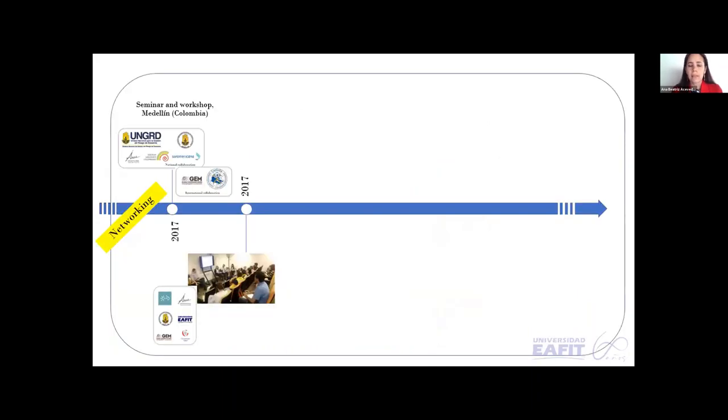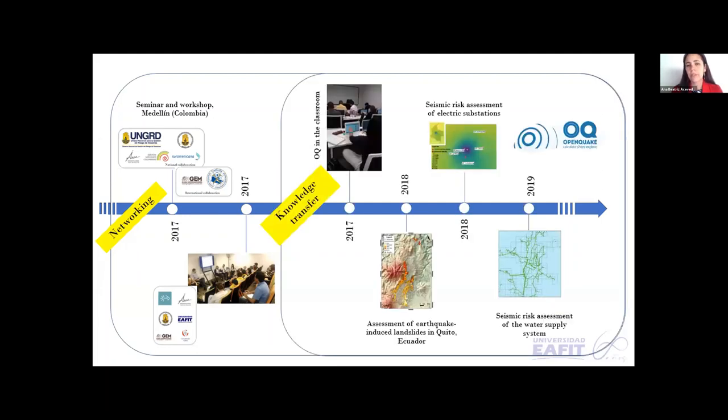So now I start a new period that I'm calling networking. From that time, 2017, up to now, I have been in very close collaboration with many of these institutions. For example, in this picture from 2017, John, Catalina, people from GEM are here, but also people from other institutions. For the first time, for me at least, we all talked together and began to think about what we can do to improve our city in terms of seismic risk. This is a collaboration that is still going on. But 2017 was a very important year for me for many reasons.